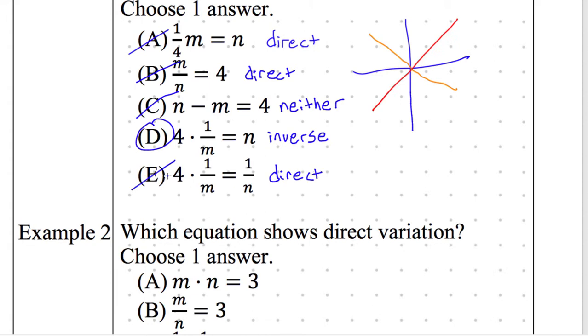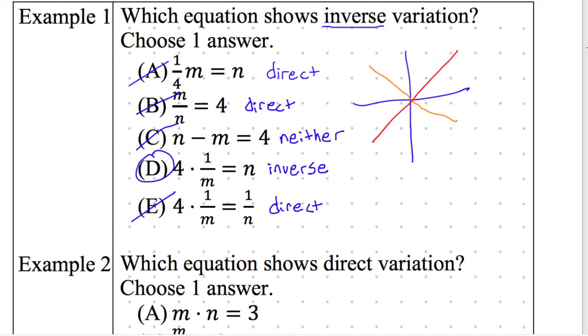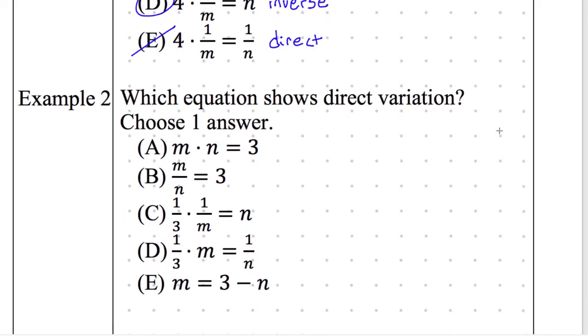Let's talk about example 2. By the way, let me label these. This one is direct, and yellow is inverse. I think we'll go with B.